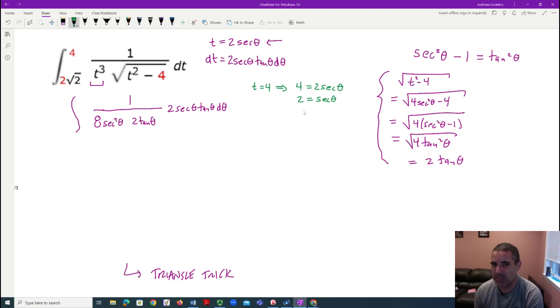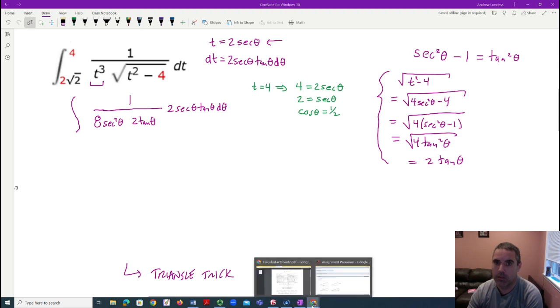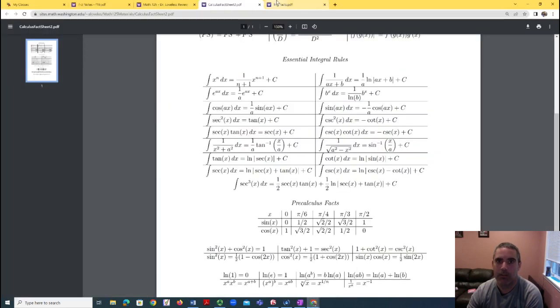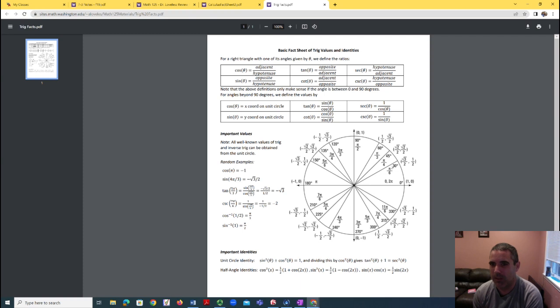This is the same as saying, when is cosine equal to a half? You say, well, I don't know what that is. You should. I want you to know what that is. But if you have this in front of you, you have it. Cosine is the x-coordinate of the unit circle. So the first time when cosine is a half is pi over 3. It's sitting right there.